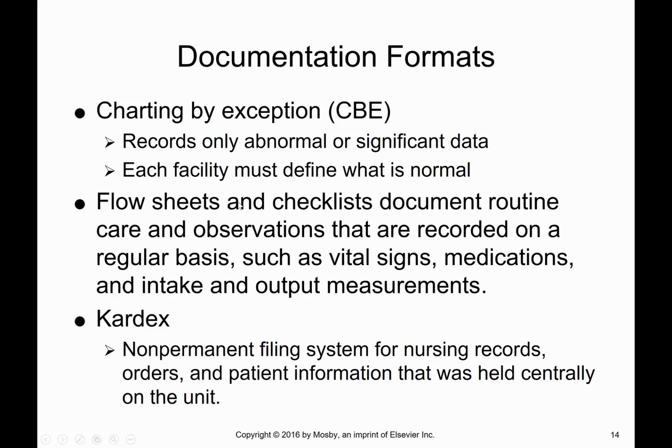There's things called flow sheets and checklists. These are things where we document things we do routinely, like vital signs. We may do vital signs every 2 minutes, every 2 hours, or every 12 hours. But we would chart them on a flow sheet so that when we go to look at our vital signs over the period of the patient's stay, it's in one sheet, in one area. We can see the trend from vital sign to vital sign.